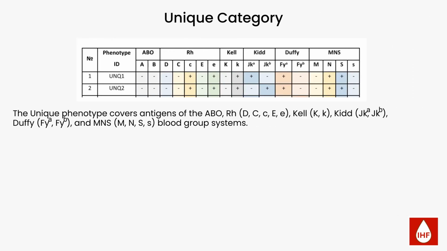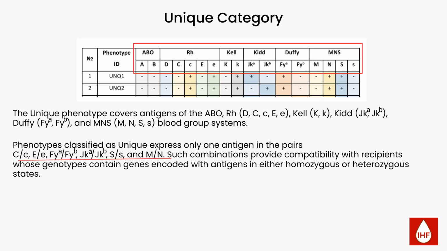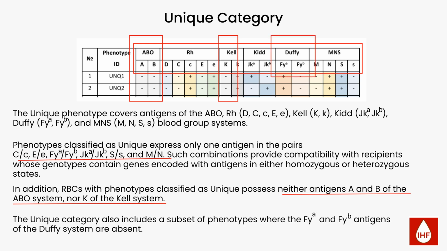Let's now discuss a fascinating donor phenotype classification type, a unique category. The unique phenotype covers antigens of the ABO, Rh, KEL, KID, Duffy, and MNS blood group systems. Phenotypes classified as unique express only one antigen in these pairs. Such combinations provide compatibility with recipients whose genotypes contain genes encoded with antigens in either homozygous or heterozygous states. In addition, RBCs with phenotypes classified as unique possess neither antigens A and B of the ABO system nor K of the KEL system. The unique category also includes a subset of phenotypes where both the Duffy A and Duffy B antigens are absent.